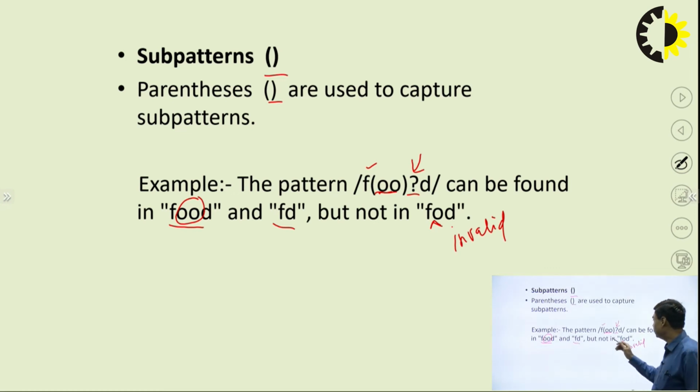Because we defined a substring here. If O is present, it should be in pair. At least 2 O must be there. It is a part of a parenthesis. So, here is only a single O, so it is not part of the substring. So, we call it invalid.